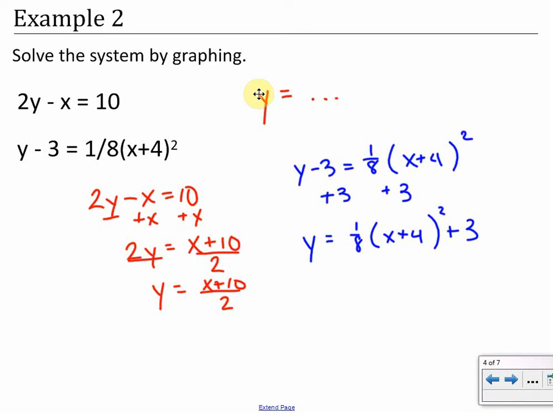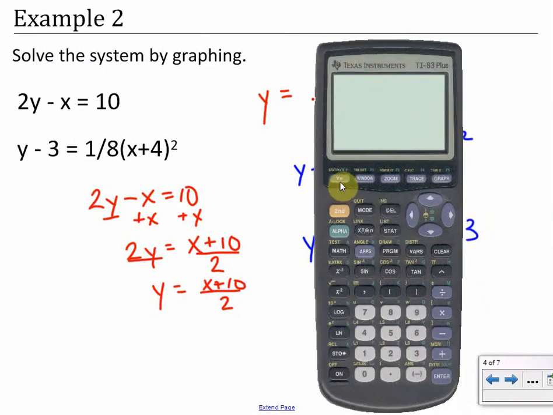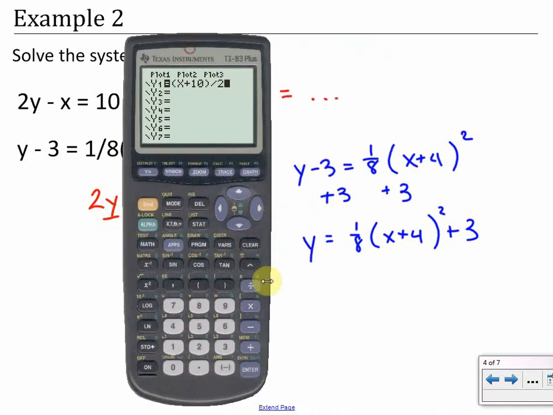So now I'm going to take my graphing calculator, and I'm going to type in my two equations. So y equals, for the first one I have x plus 10, the whole thing divided by 2. And now for my second equation, I have 1/8 (x + 4) squared plus 3. And then I'm going to hit zoom 6.